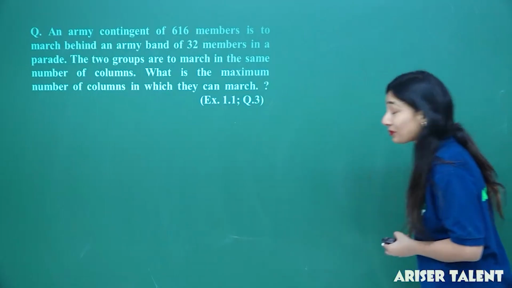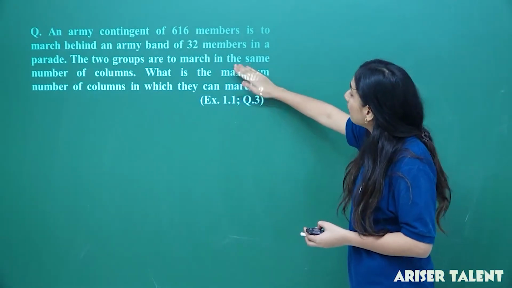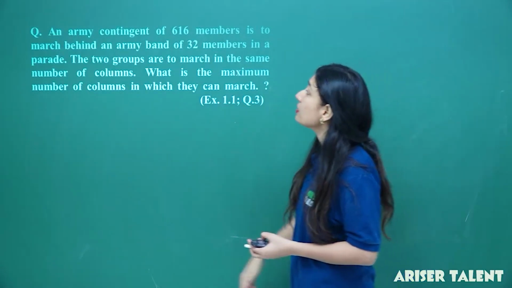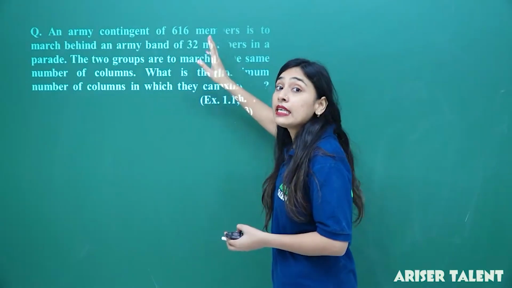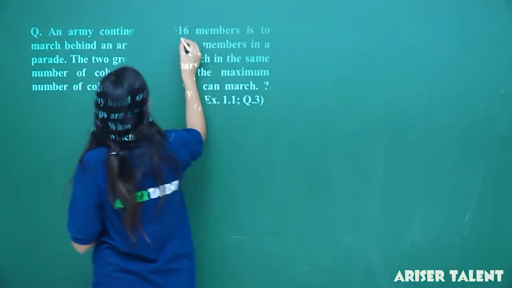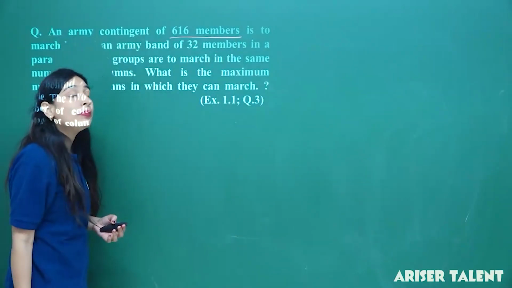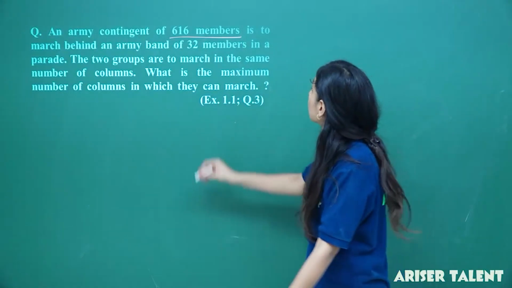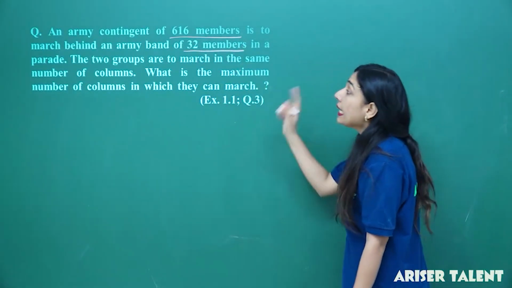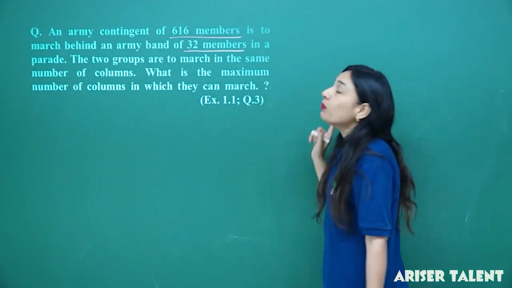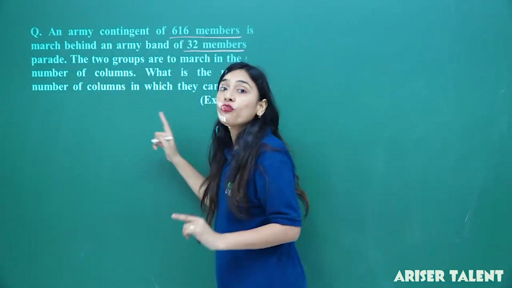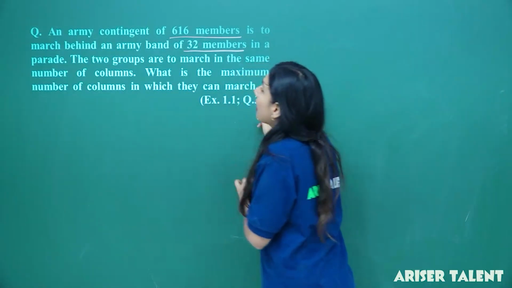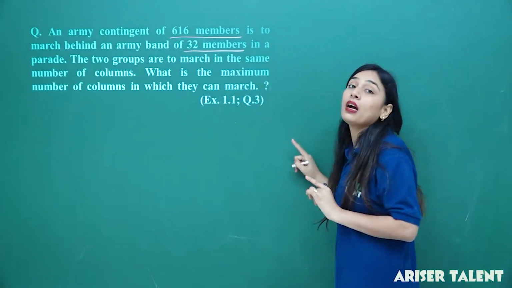Moving forwards, this is question number 3 of your exercise 1.1. Mark it. The question is, an army contingent of 616 members is to march behind an army band of 32 members in a parade. The two groups are to march in the same number of columns. So, they have to march in the same number of columns. What is the maximum number of columns in which they can march?